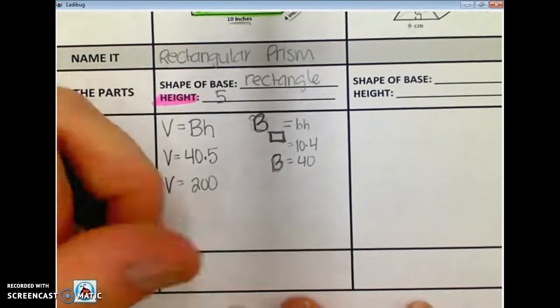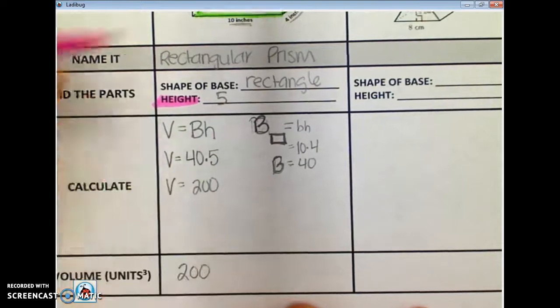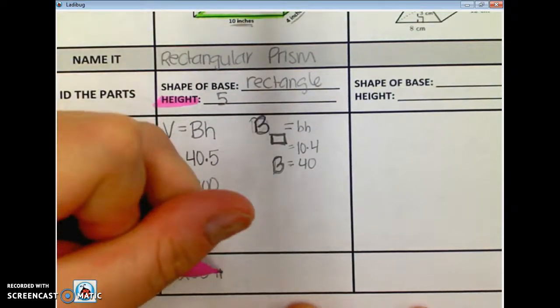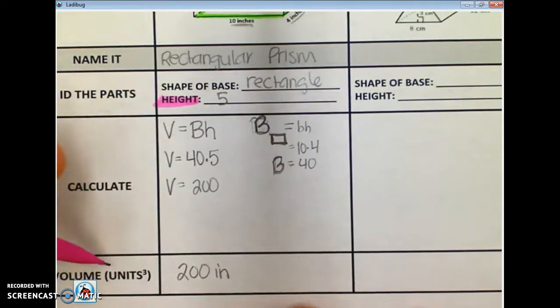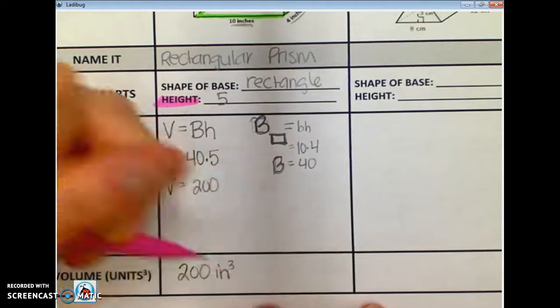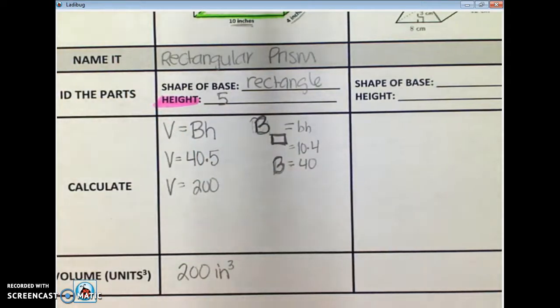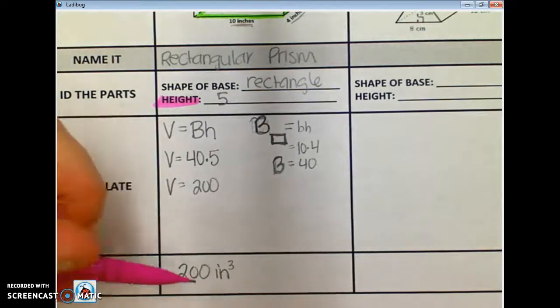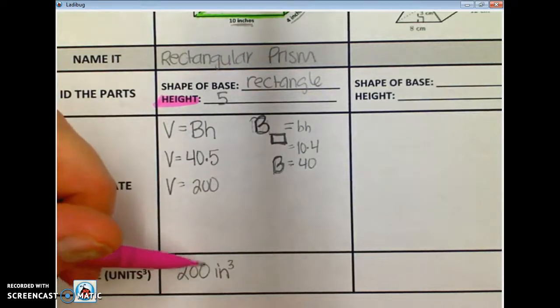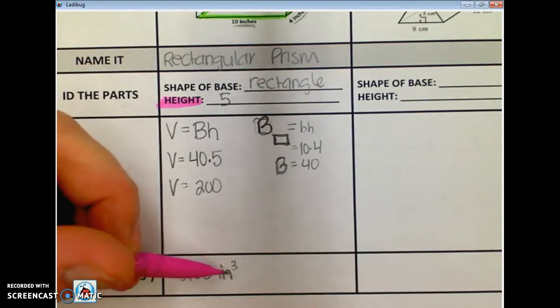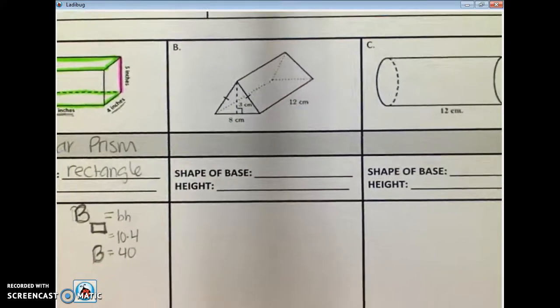And don't forget, we got 200, my units were inches, and because it's three-dimensional, we're going to have a 3 for our units in our exponent. Okay, please make sure that you do not put the 3 on the 200. That changes the value. The 3 belongs on the units. Okay? Okay, let's take a look at B.